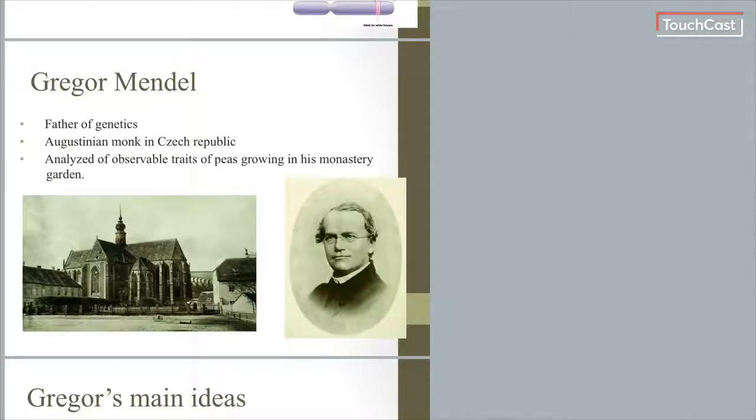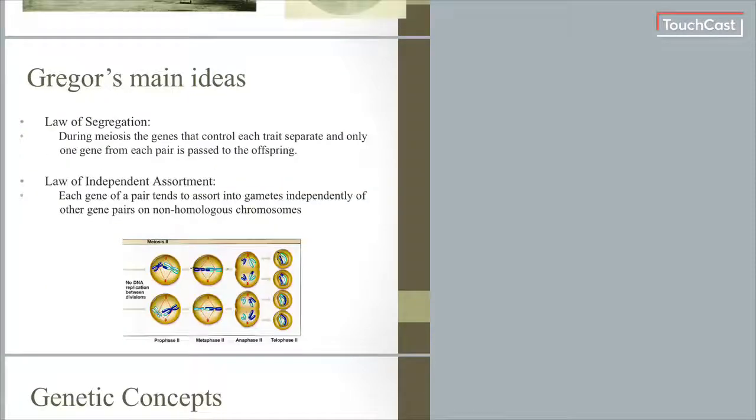We can't talk about the history of genetics without talking about the father of genetics, Gregor Mendel. Gregor Mendel is an Augustinian monk from the Czech Republic, and he analyzed and observed the traits of peas growing in his monastery garden. Gregor came up with two main ideas.